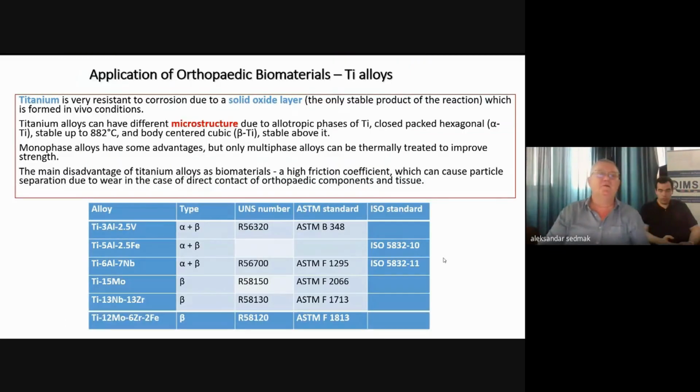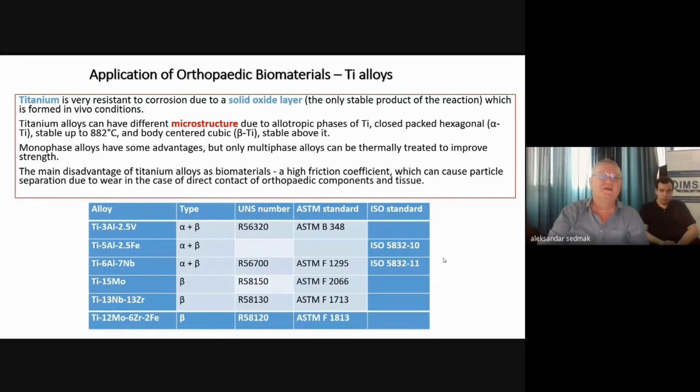So we will focus our attention on titanium alloys today. Like the others, it is very resistant to corrosion, probably even better than the others. It's certainly better than stainless steel. And several different types of titanium alloys are listed here. Just pay attention, those who like material science, they should pay attention to alpha and beta modifications.